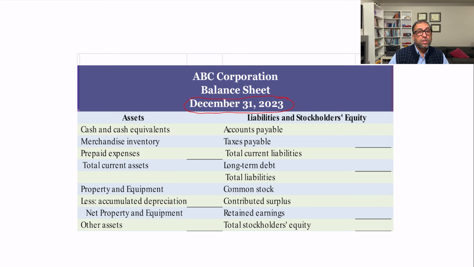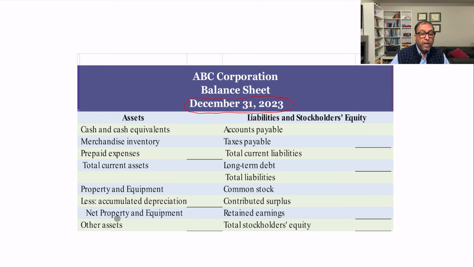So it's like a snapshot that captures the position at only a particular moment. It's not like a video. So that's a difference. A video is a flow concept, and a balance sheet is a snapshot concept. It's not a flow concept, it's a stock concept. So it's the situation of a company on that particular day.